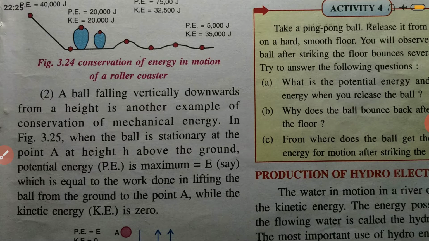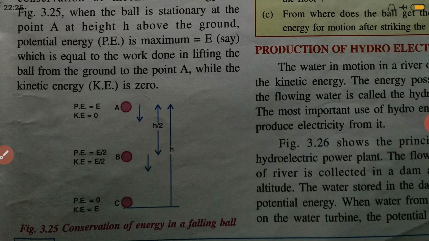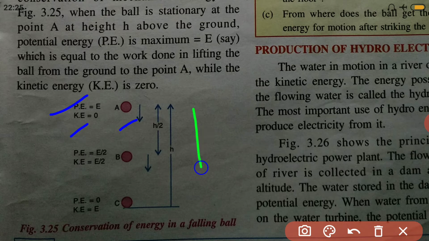In figure 3.25, when the ball is stationary at point A at the height h above the ground, the potential energy is maximum. Here they are talking about this figure here. The potential energy is maximum here, right? E. And kinetic energy is 0 because at position A the ball is at rest. But once the ball is falling down, right? Once the ball is falling down, what happens is at position B, half of the potential energy will change into kinetic energy because it has moved half a height, right?